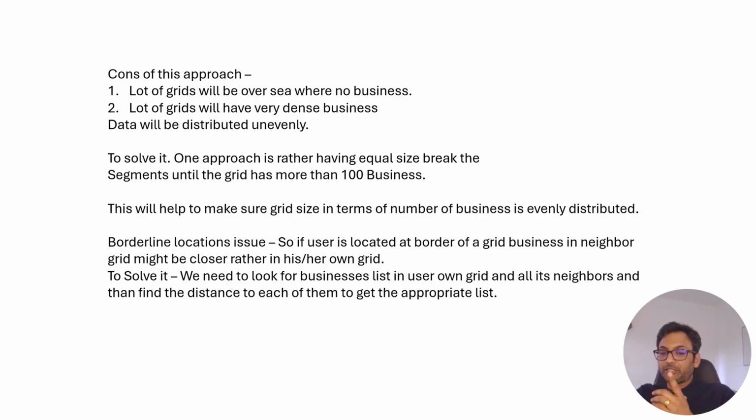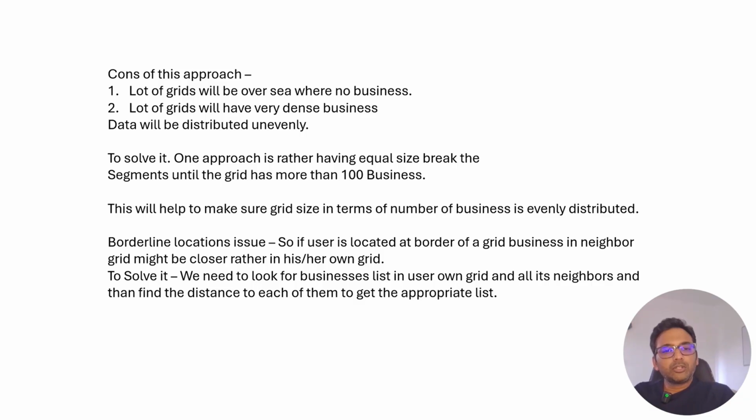Another problem, which most probably you are already thinking about, is the borderline location issue. If a user is located at the boundary line of the grid cell, there may be a case where, when the user asks for nearby restaurants, the restaurant within the user's cell is comparatively farther than a restaurant in the neighbor cell. To solve this problem, we can get the information of businesses from the user's cell and all its neighbor cells, and that will be a constant time calculation. So every time a user asks for nearby restaurants or gas stations, we will fetch the business IDs from the user's own cell and from the neighbor cells, and find the distance to each of them to get the appropriate list.